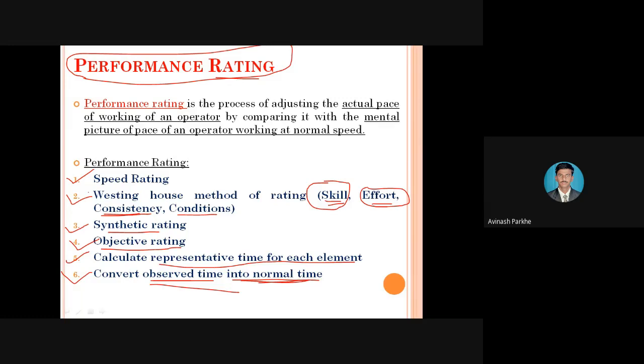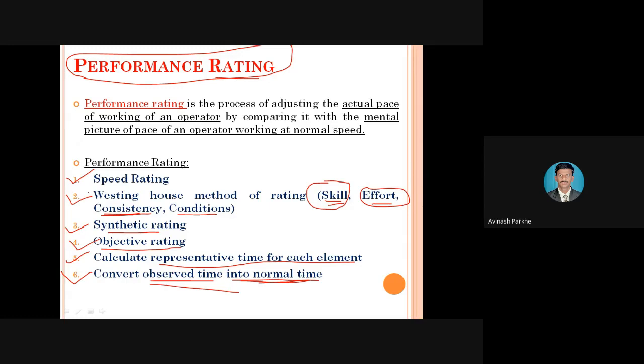In speed rating, a different concept is there. In the second method, a different concept is there. In synthetic rating, a different concept is there. In objective rating, different concepts are there. That means by implementing all those 6 methods, all the efforts and all the types of things are observed through this performance rating. Therefore, performance rating is one of the important concepts implemented in time study.